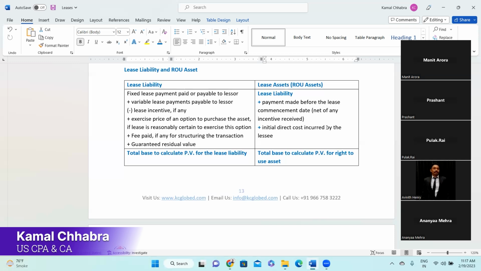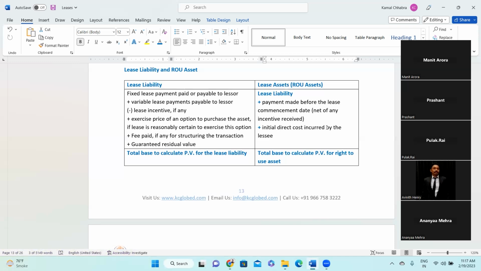If the lessee is reasonably certain to exercise the option, plus the fee paid, if any, for structuring the transaction, which is your initial direct cost, then any guaranteed residual value. All such things combined together give you the total value of the lease liability, which is the present value of the current and future payments you are expected to receive. Any doubts so far? Is lease liability clear? Or do you want me to explain one by one in more detail?